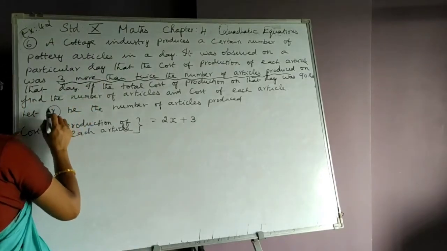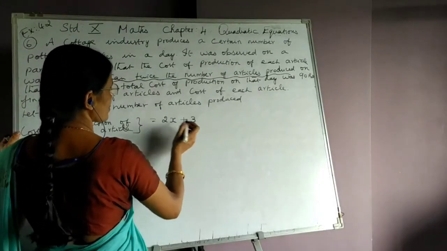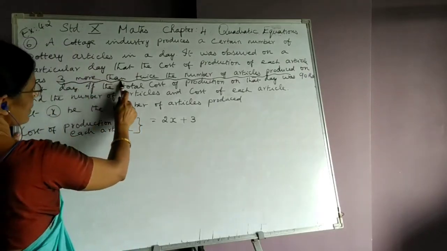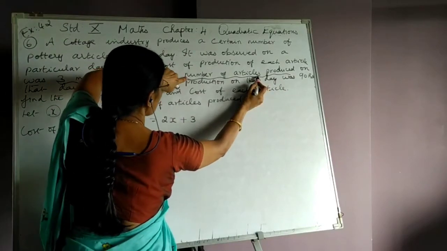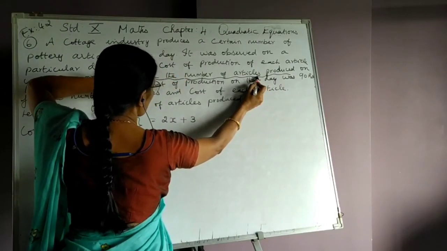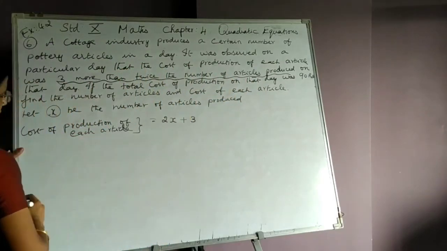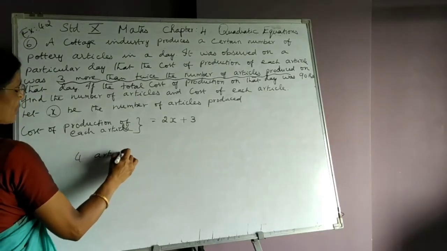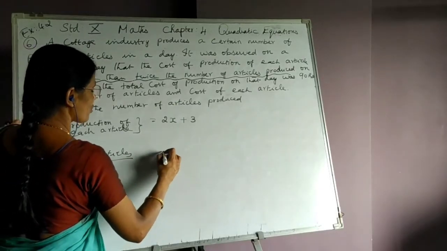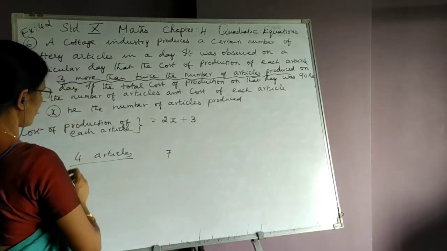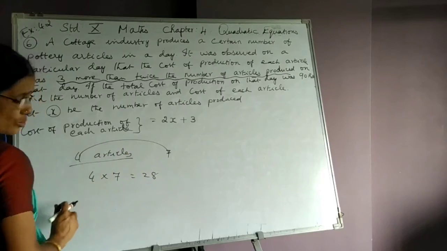So how many articles are produced? x articles. What is the cost of production of each article? It is 2x plus 3. It is given very clearly: 3 more than twice the number of articles, so twice the number is 2x, and 3 more than that is plus 3. Suppose 4 articles are produced, understand this example, and the price of each article is, say, 7. So what is the total expense? It is 4 into 7, which is equal to 28.